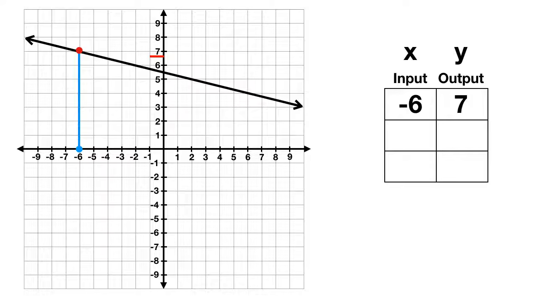What is the output if the input is negative 2? Well, at an x value of negative 2, we can see the line has a y value of 6, so the output is 6. What is the output when the input is 6? Well, we go to the input as 6 on the x-axis, and we go up to the line. This point has a y value of 4, so the output is 4.